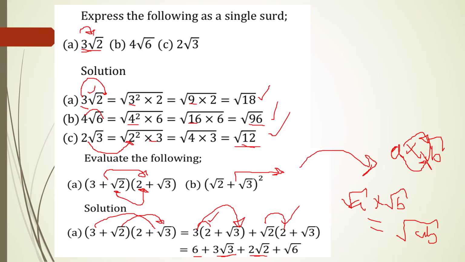And then root 2 times root 3. So these ones are all under roots. That means we combine the roots and then we multiply what is inside. So root 2 times root 3 is the same as root of 2 times 3, which is going to give you root of 6.